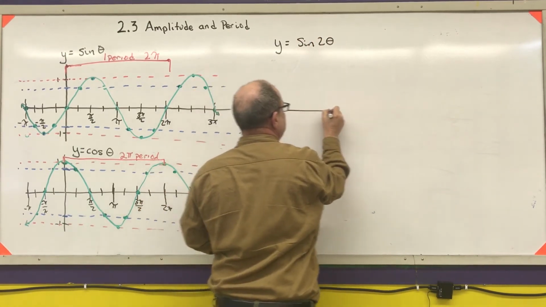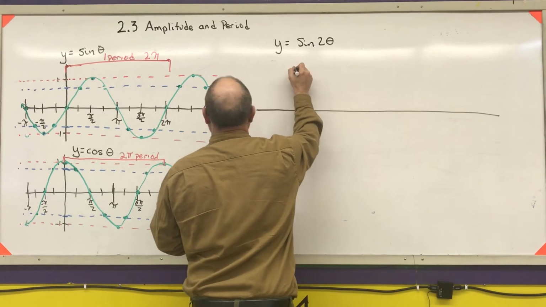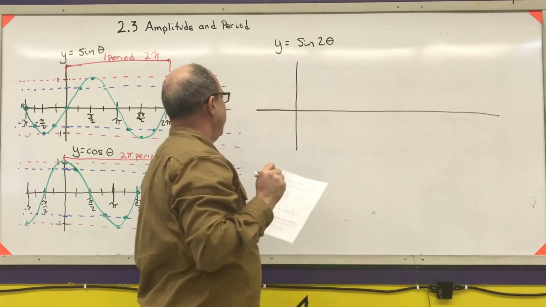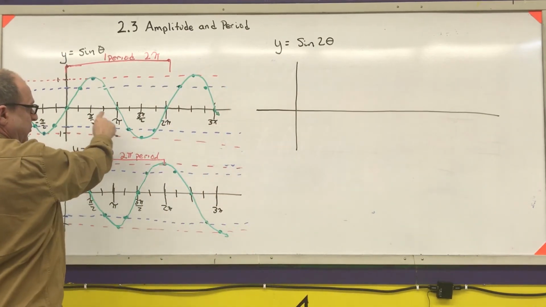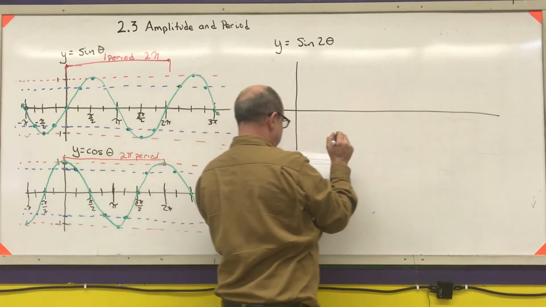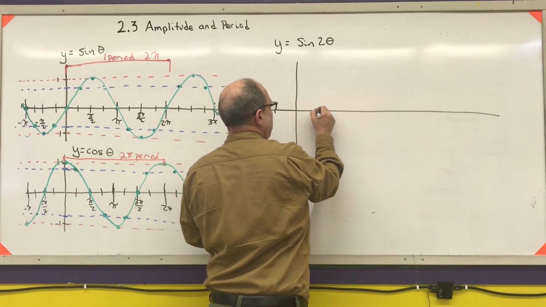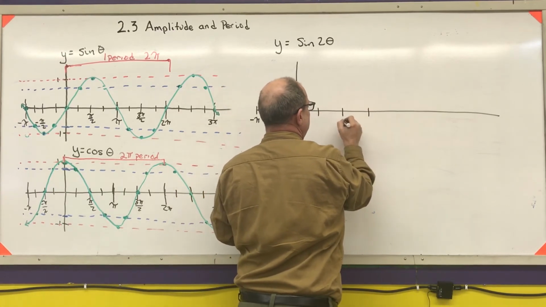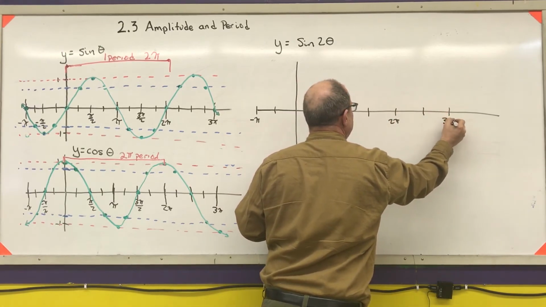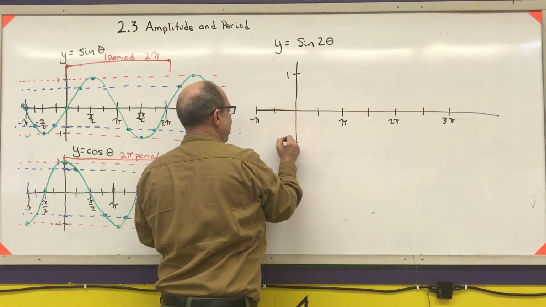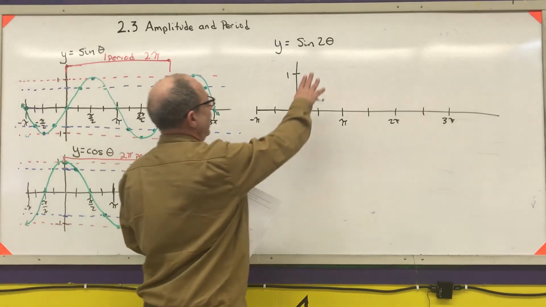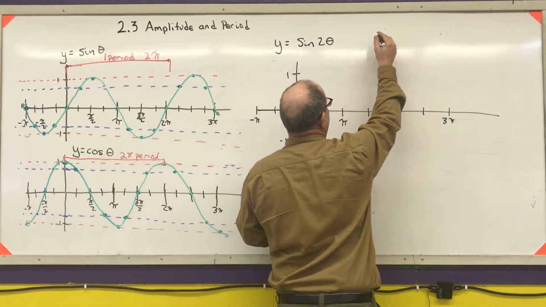I am not going to repeat the table that is in your book. It's on page 41. I use the same fundamental points of pi fourths, pi halves, 3 pi fourths, 3 pi halves that I did for the previous video. And you notice that in the table, what I'm doing is multiplying each of these by 2. Let's do a couple of them.